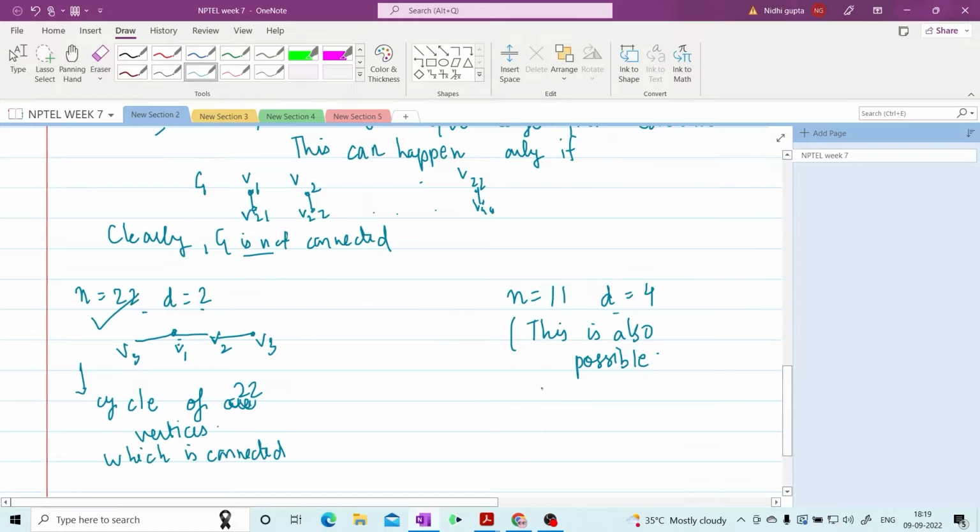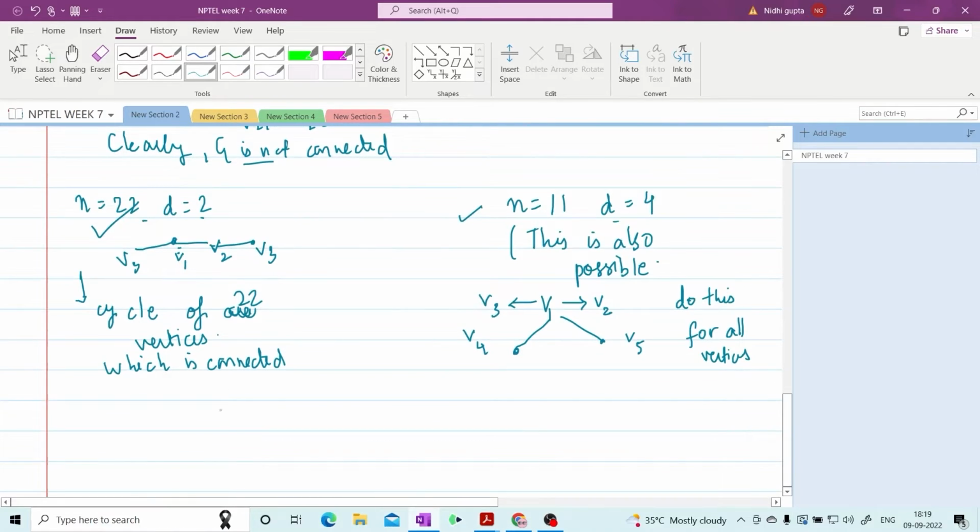So if you have this v1, first you join it with its immediate neighbors v2 and v3, then you join them to the second immediate neighbors. So you will construct this, and if you do this for all vertices, you will get this required graph. So we see that the possible answers for this are 22 and 11.